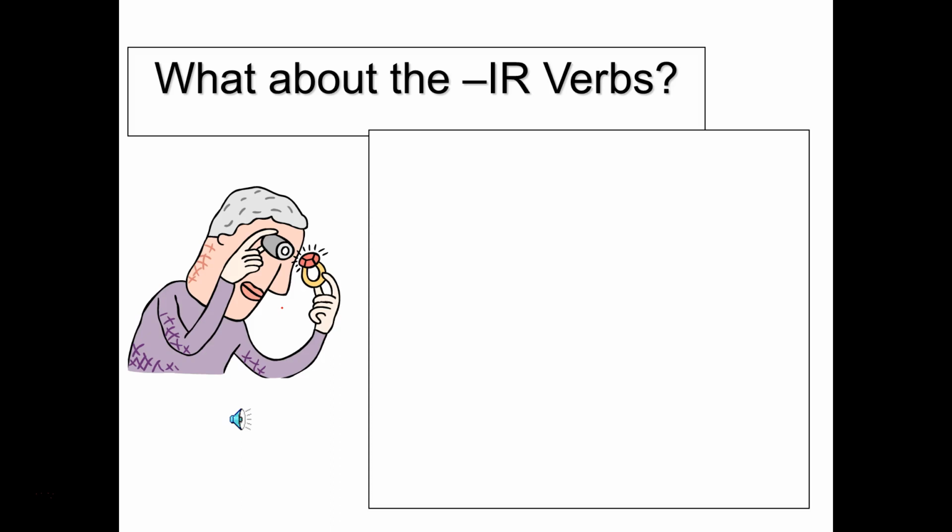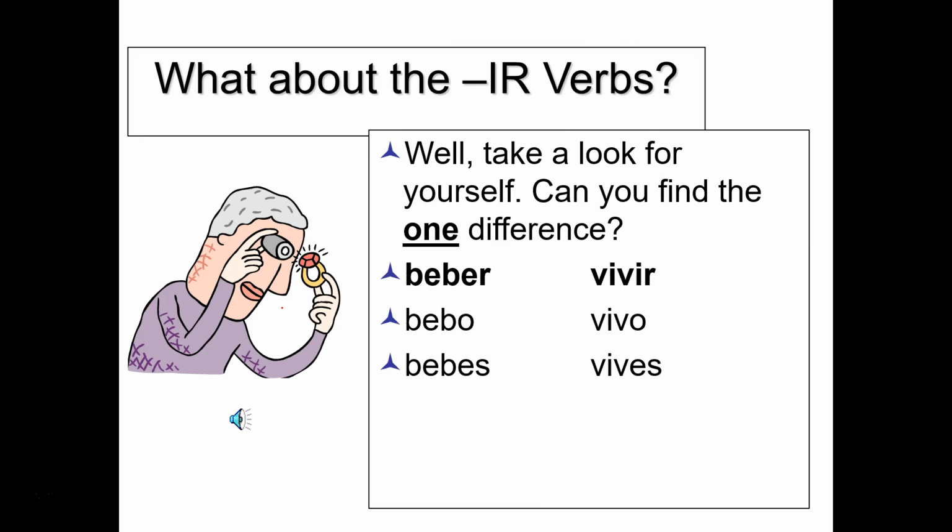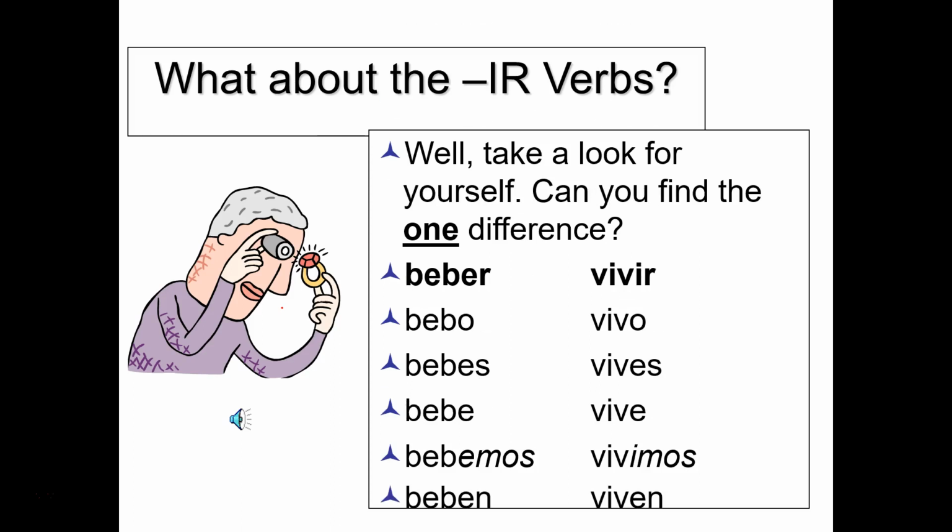What about the IR verbs? Well, take a look for yourself. Can you find the one difference between IR and ER verbs? Beber, vivir. Bebo, vivo. Bebes, vives. Bebe, vive. Bebemos, vivimos. Beben, viven.